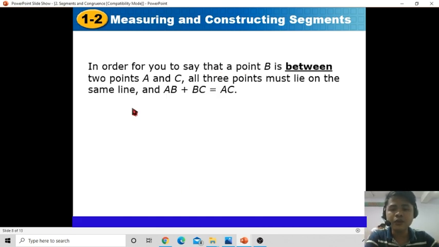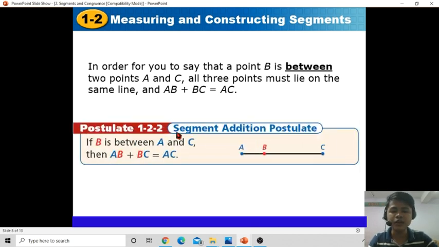In order for you to say that a point B is between 2 points A and C, all 3 points must lie on the same line. And AB plus BC is equal to AC. Again, in order for you to say that a point B is between 2 points A and C, all 3 points must lie on the same line. And AB plus BC is equal to AC.